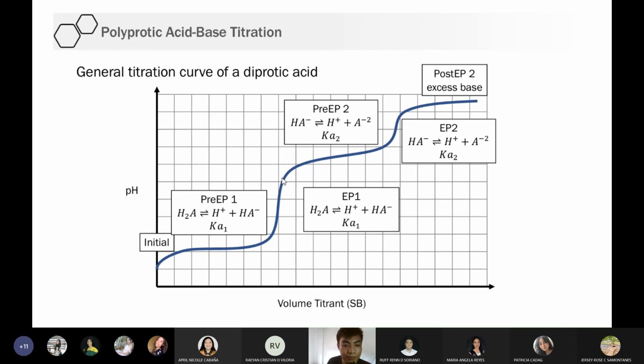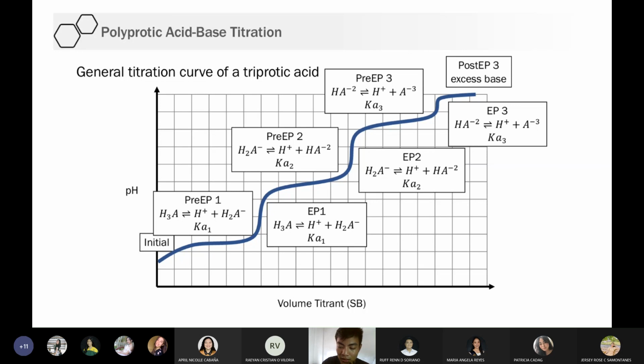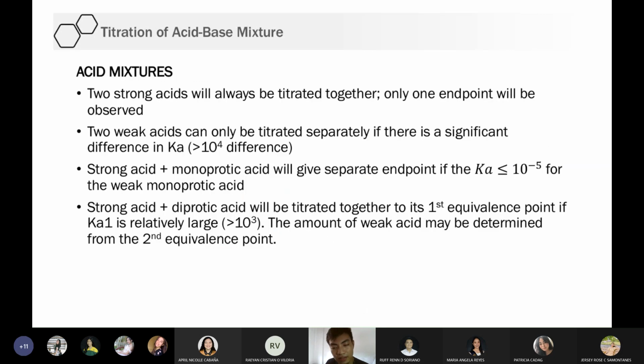Okay? And then, mapapansin nyo, you have two inflection points. You have two inflection points. This one and that one. Okay? Ibig sabihin, diprotic yan. Pag tatlo yung inflection point, ibig sabihin, triprotic yan. 1, 2, 3. Okay? So, yan. Although more details will be discussed next meeting, ha? Okay, so you can study in advance kasi may mga items na ako na sinagutan. Okay, so for you to be guided.